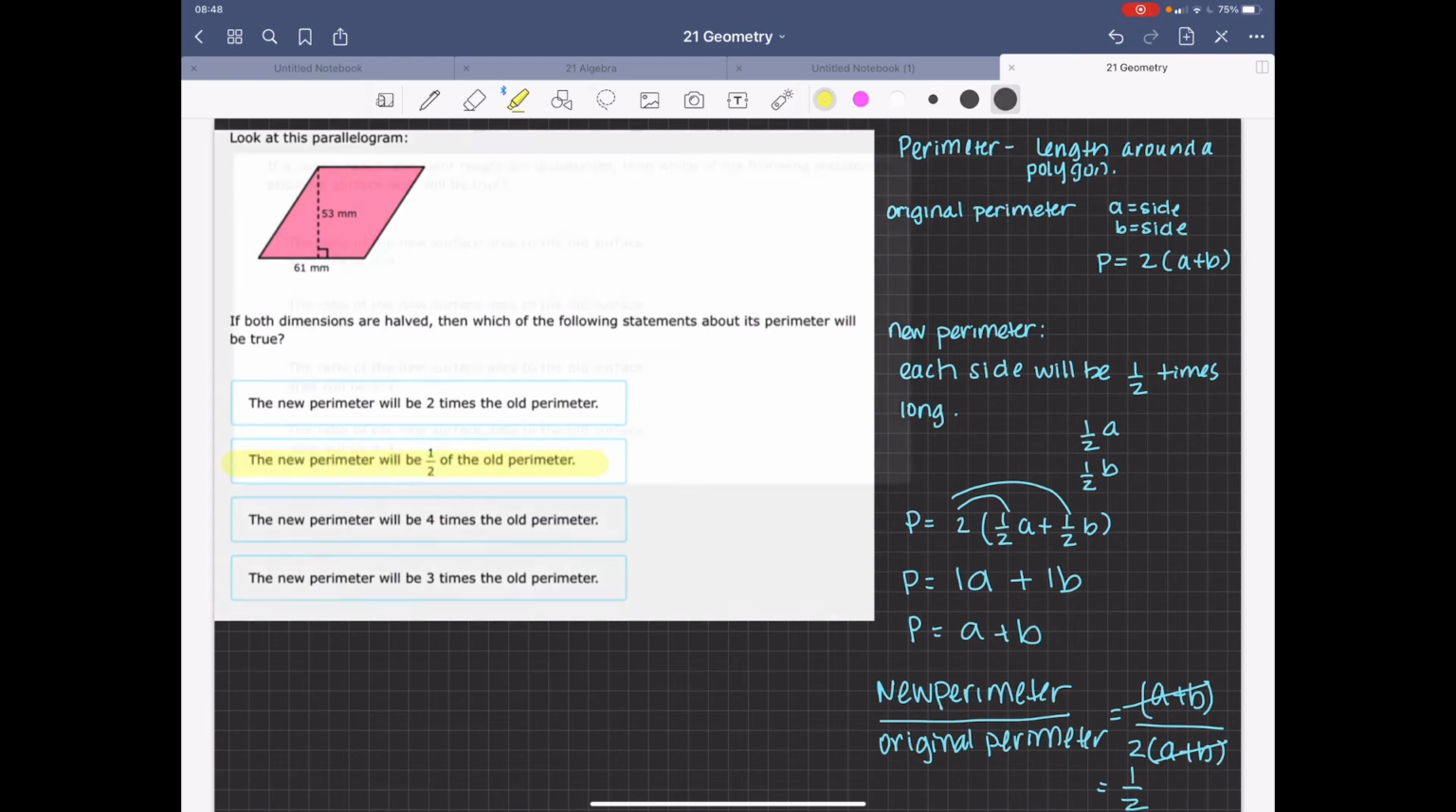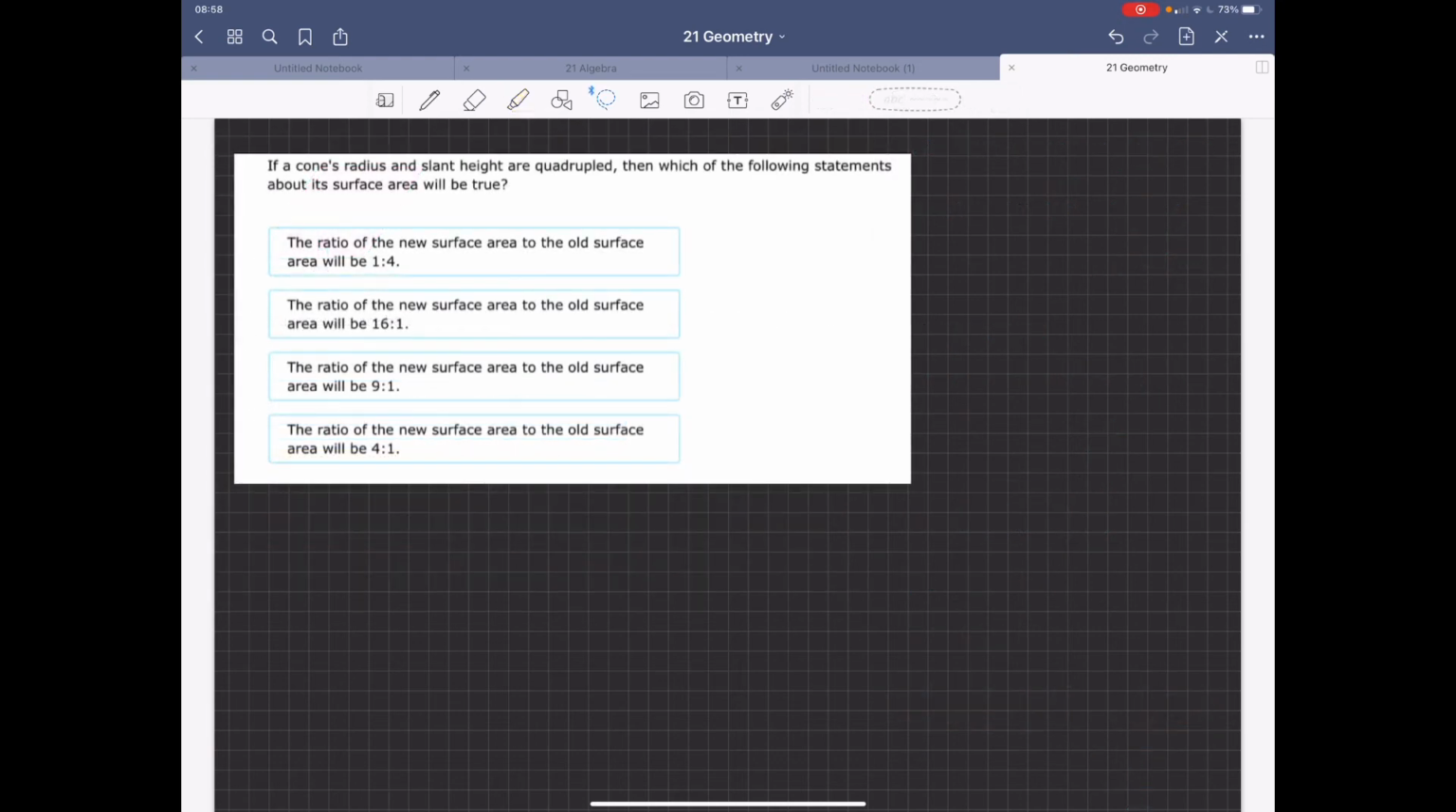If a cone's radius and slant height are quadrupled, then which of the following statements about its surface area will be true? We're going to have to look up this formula so I know it. So I'm going to draw a cone. The slant height is kind of like the edge of the triangle that's formed on top of the cone. And it's the surface area, so that's what goes around the circumference. That's what's going to surround the circumference and then make that pyramid shape on top, or triangle shape.